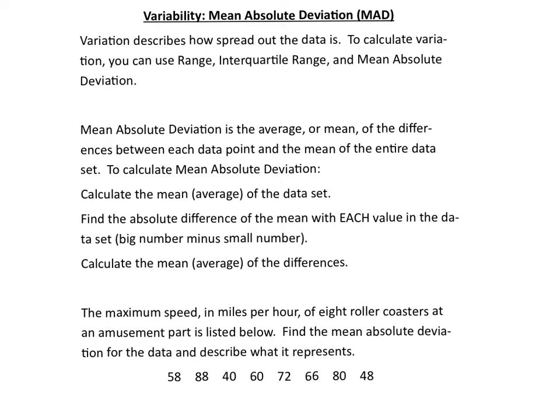Mean absolute deviation is the average or the mean of the differences between each data point and the mean of the entire data set. As if that's not confusing enough, the name somewhat gives away the order that you're going to do things. First, you're going to calculate the mean or the average of the data set. So you go about calculating normal mean or normal average the way we have been all along. Now we find the absolute difference of the mean with each value in the data set. So we take the larger number minus the smallest number, absolute value, which is why it's called the absolute difference.